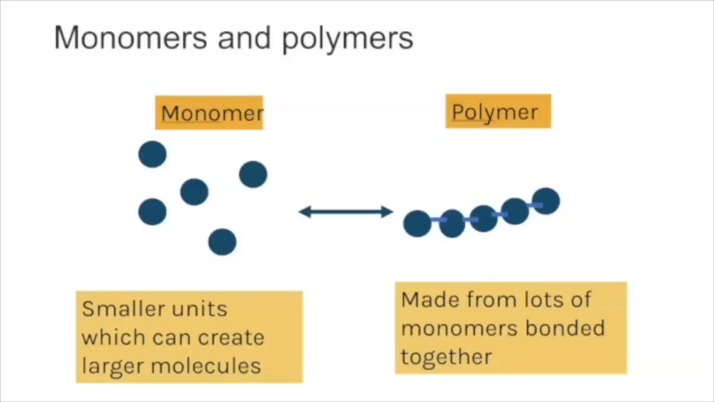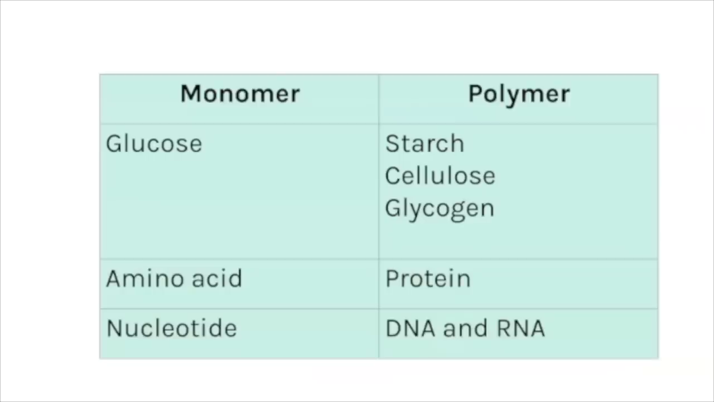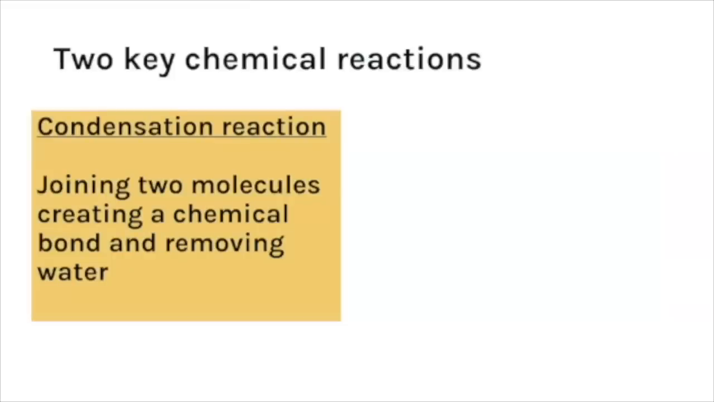So monomers are smaller units which can create larger molecules, and the polymers are made from lots of monomers which are bonded together. And the examples that you need to know are glucose, amino acids and nucleotides, so RNA or DNA nucleotides for the monomers, and then the polymers which those monomers can create. So glucose can create starch, cellulose, glycogen, amino acids can make proteins, DNA and RNA polymers.